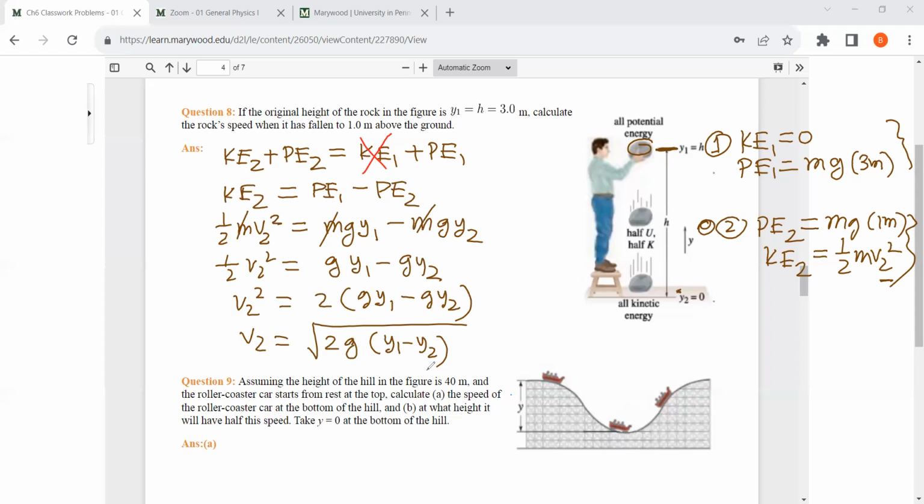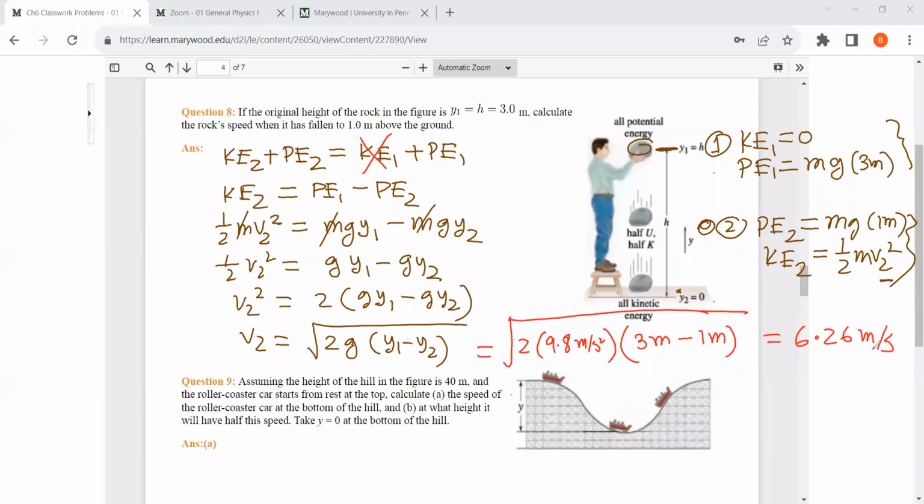Now we can plug the values here. So 2 times 9.8 meter per second square, and then y1 is 3 meter and y2 is 1 meter. So plugging all this in your calculator correctly should give you this value, 6.26 meter per second. All right.